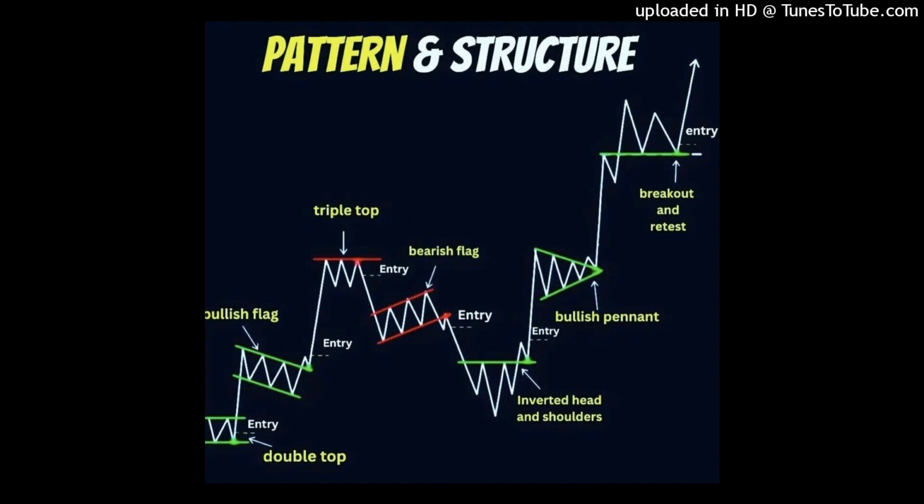A bull pennant is a chart pattern that happens when a stock makes a strong move up and then takes a break. So you can see right here, the stock makes a very strong move up, right? As it makes a strong move up, it takes a break. Very similar to the flag pattern. The break looks like a pennant, right? So this break looks like a pennant formation.